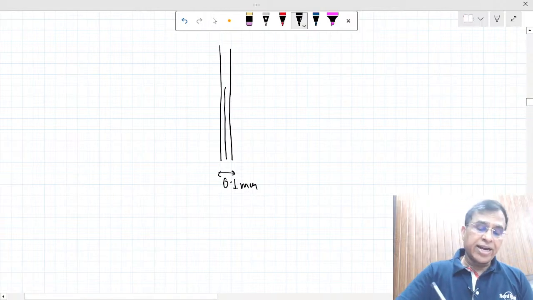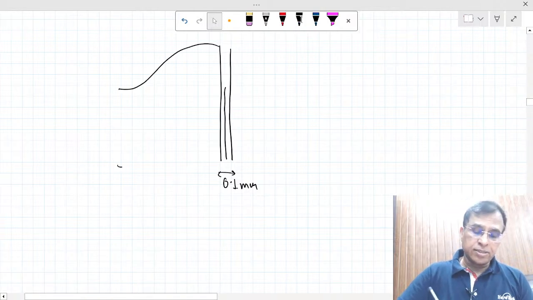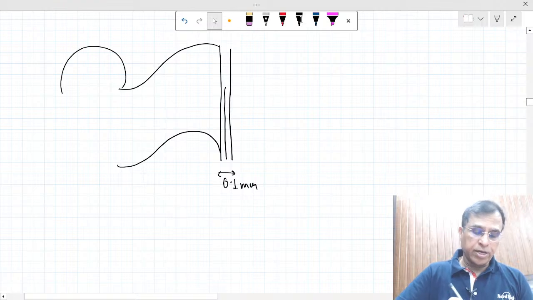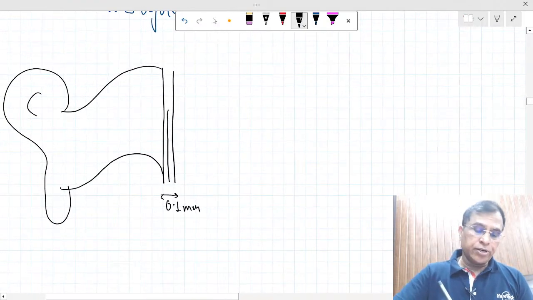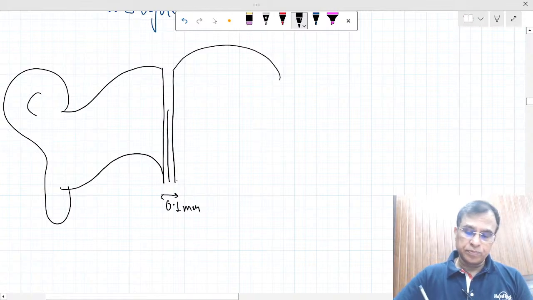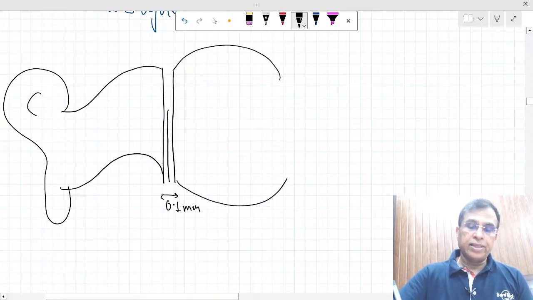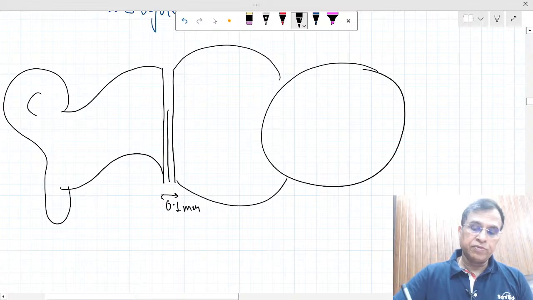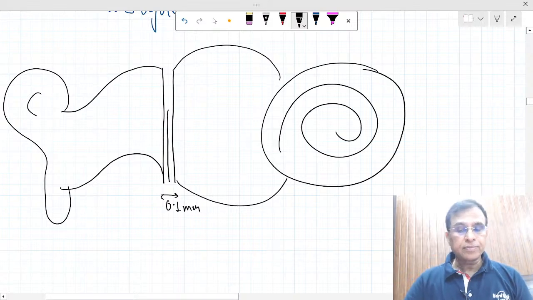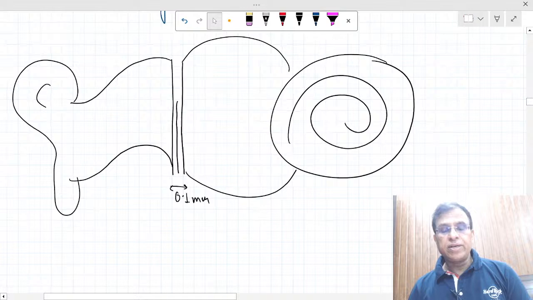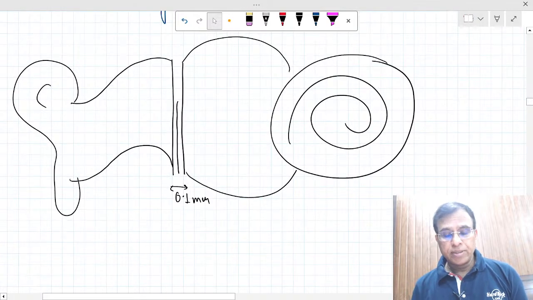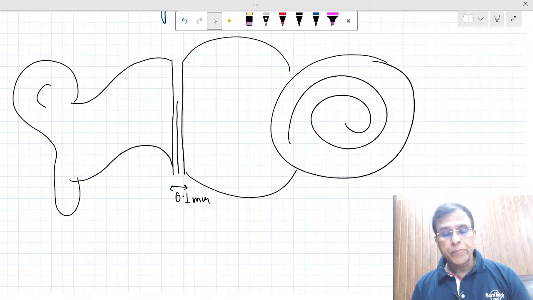Now if I add the external ear, like this is the external ear, let's say, and a pinna, and let's say this is the middle ear, and this is your inner ear with the cochlea and the vestibule like this. Again, a very similar diagram to the one I had drawn before, the line diagram, only this time the middle ear is shown in three layers.